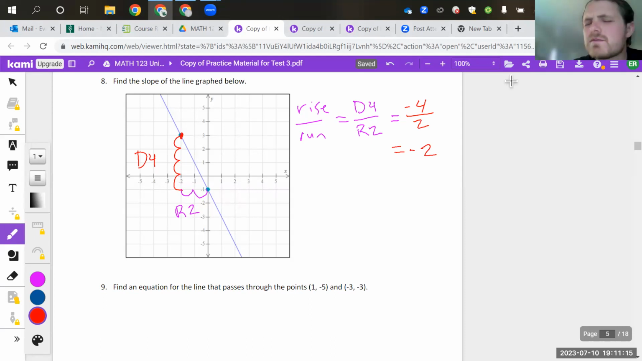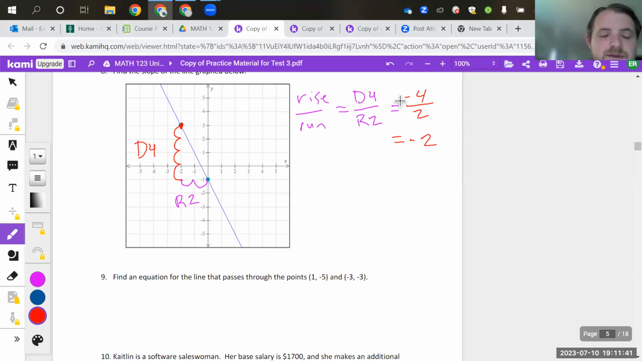I think I said -4 over -2. It's -4 over +2. I apologize. Final answer should be -2. So -2, -2 over 1 is acceptable as well, especially on the test. Like you would get full credit for either one of those. That's what we're looking at there.